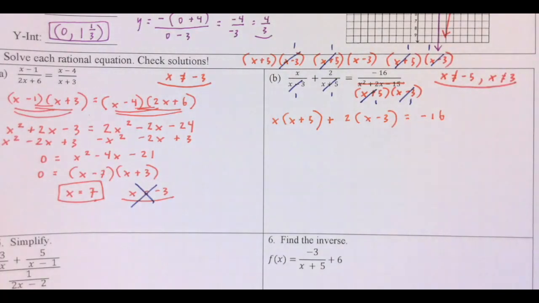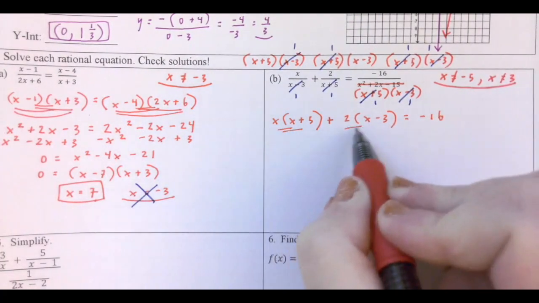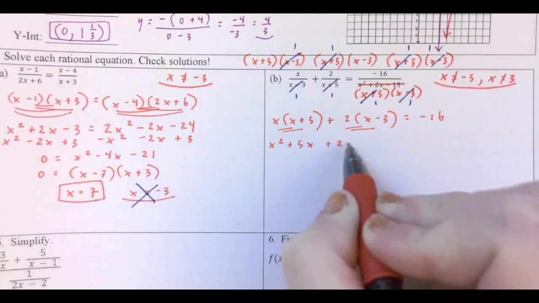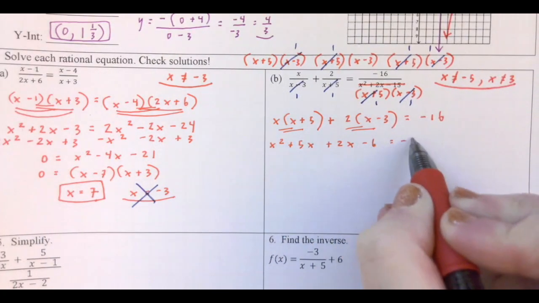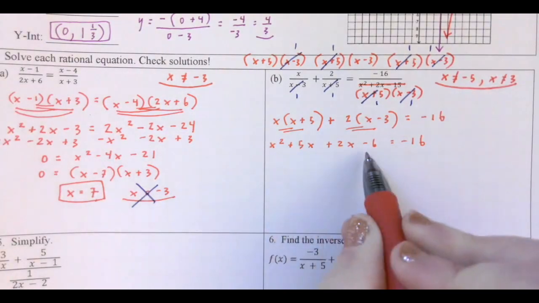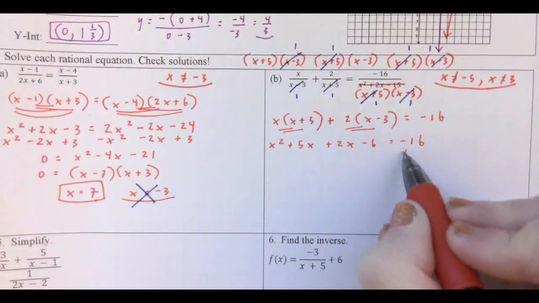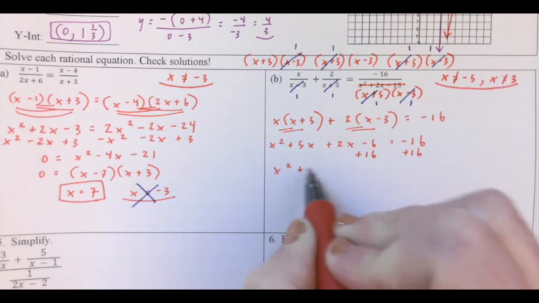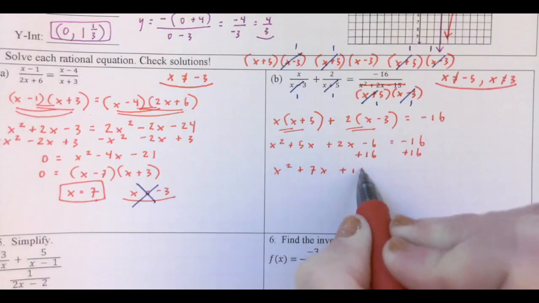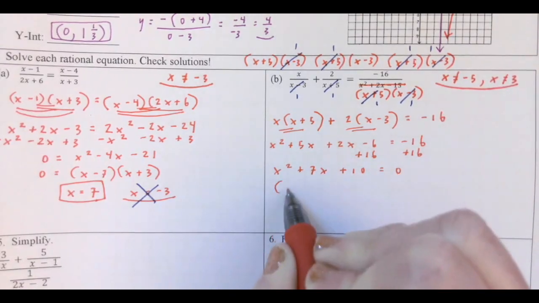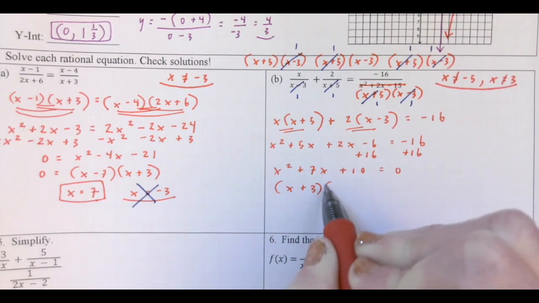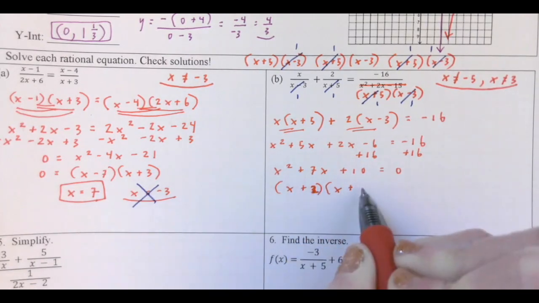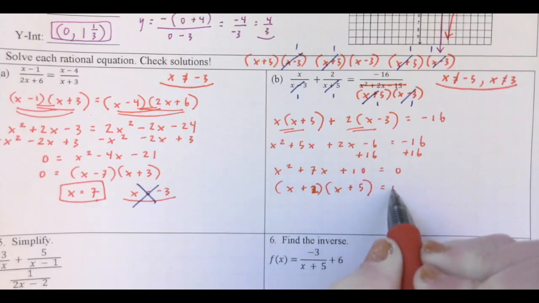All right, so now I need to distribute. I get x squared plus 5x plus 2x minus 6 equals negative 16. Combine like terms and pull everything to one side, so let me add the 16 over: x squared plus 7x plus 10 equals 0. And now I factor: x plus 2 times x plus 5, all equal to 0.